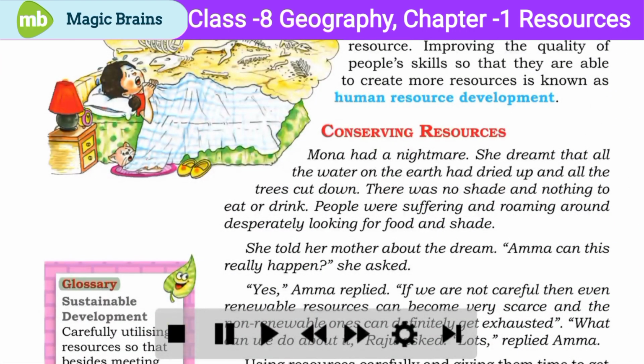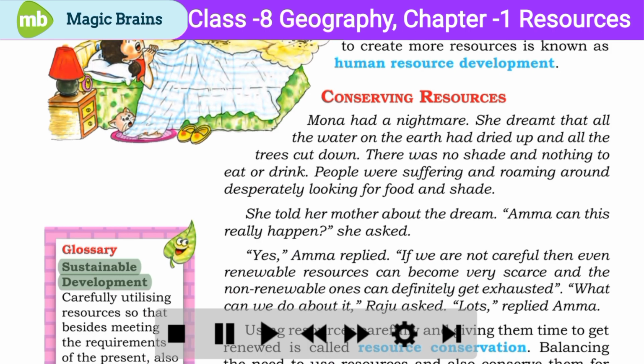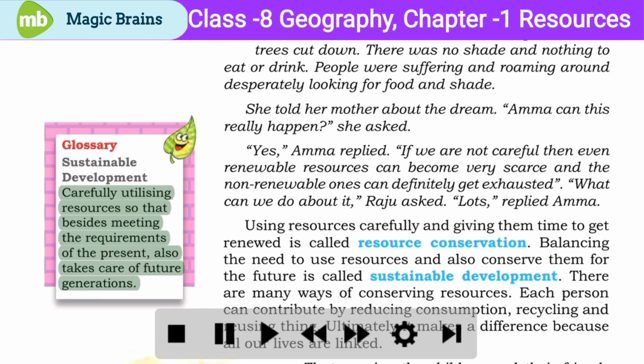There is a pink box on the left side of page number 4, which reads Glossary. Sustainable development: carefully utilizing resources so that besides meeting the requirements of the present, it also takes care of future generations.